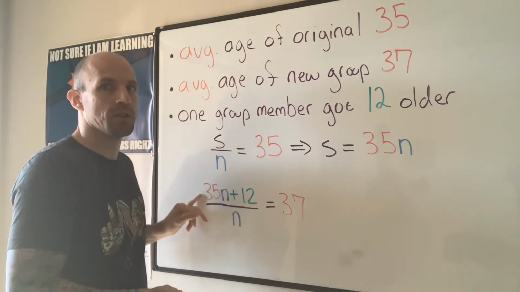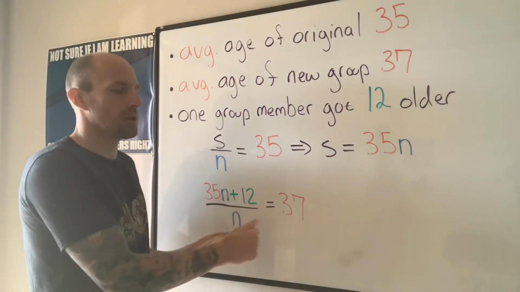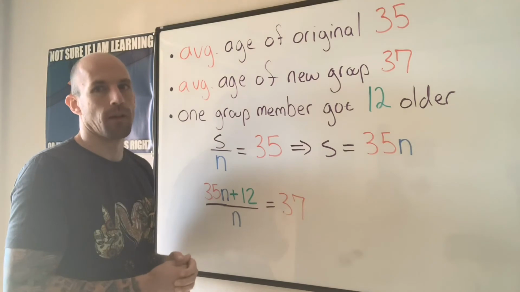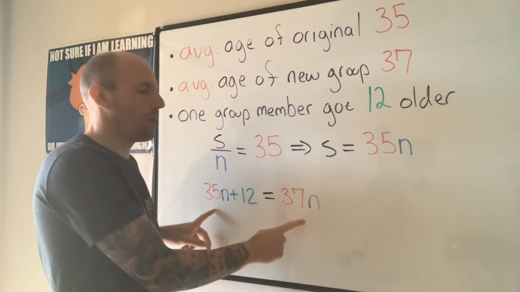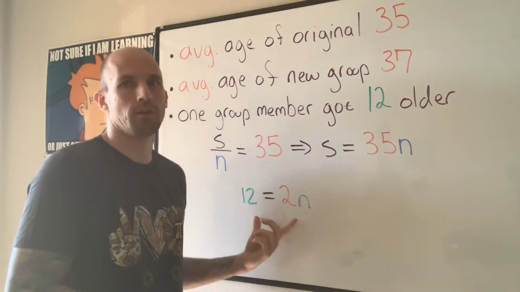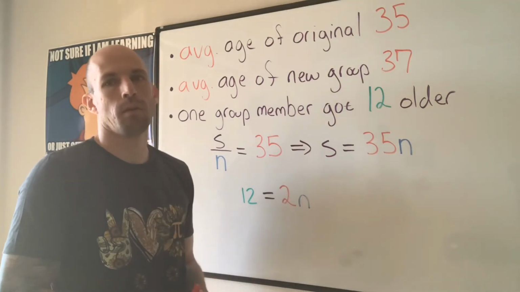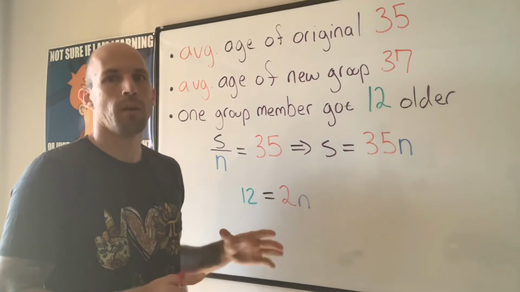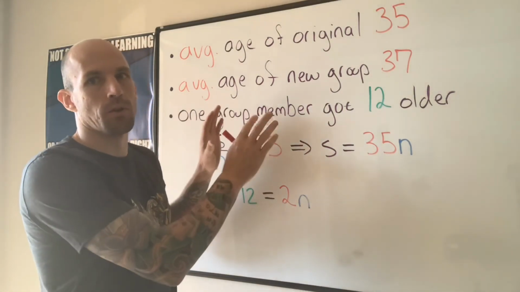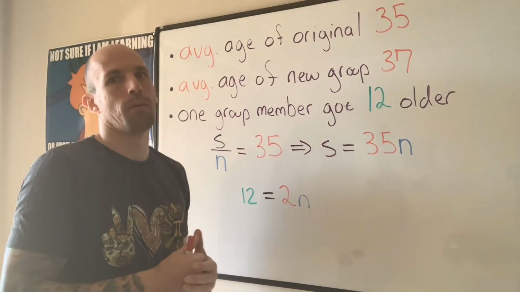After performing the substitution, it's just a little bit of algebra to get to the final answer. Multiply both sides by n, then subtract 35n from both sides. And on seeing that 2n is equal to 12, divide both sides by 2 and see that the number of people in the original group, and the new group for that matter, was 6.